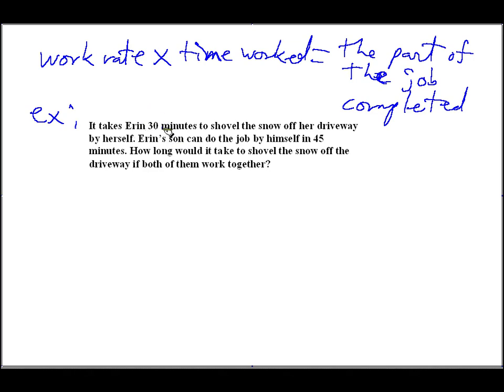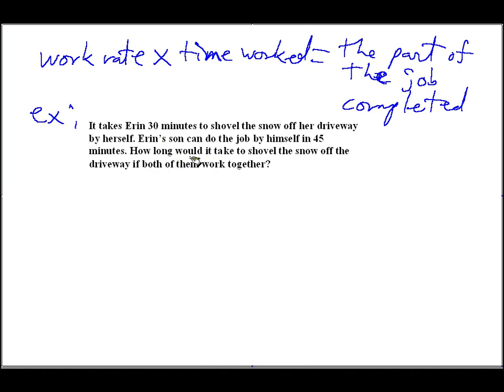In other words, if Erin can do this job by herself in 30 minutes, with her son's help, shouldn't the job get done in less than 30 minutes? Can we see that? Does that make sense, right? Because she's getting help, right? If she's doing it all by herself, she takes 30 minutes. But with the help of her son, then she should be able to get the job done in what? Less than that. All right, can we see that? So therefore, the answer to this question should be less than 30 minutes.